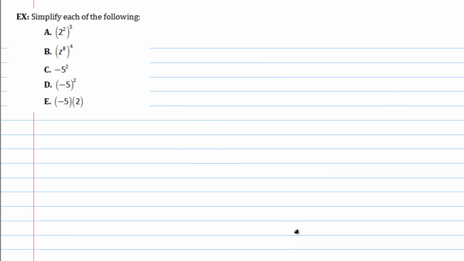Our next example set is again a simplification process. Example A has 2 squared raised to the 5th. This basically means we have 2 groups of 2's in here and we have 5 groups of those. So altogether we should have 10 groups of 2's. 2 to the 10th. Now some people might say, well, that's 4 to the 5th, and they figure out what 4 to the 5th is, which would give you the same answer actually, 1024.